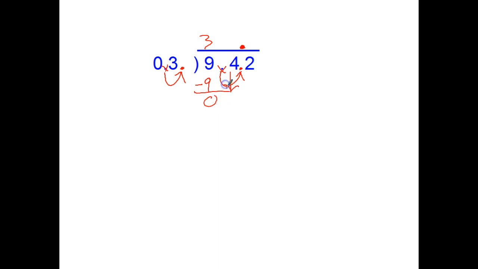Nothing left. I'm going to bring down my 4. How many 3s in 4? 1. 1 times 3. Got a 1 left. Bring down my 2. How many 3s in 12? 4 of them. And my answer would be 31.4.